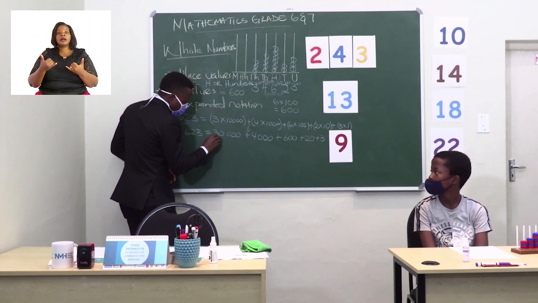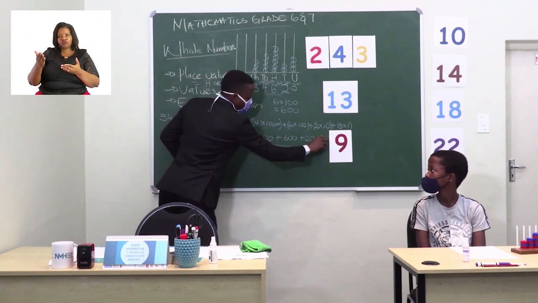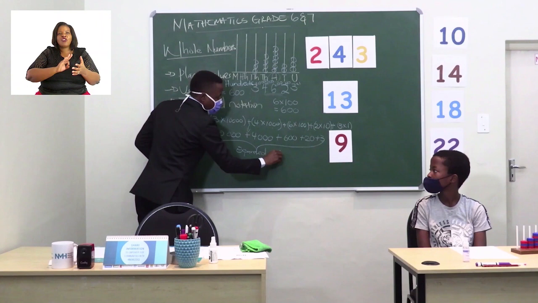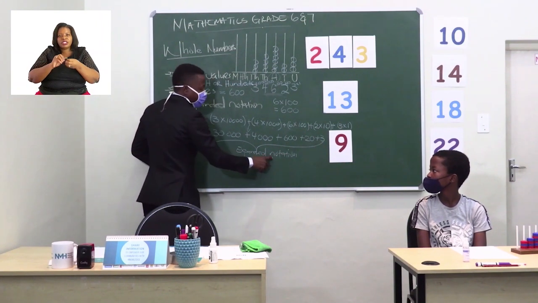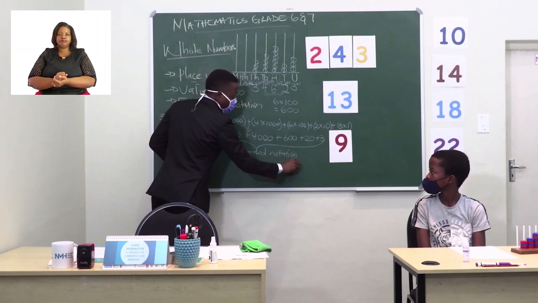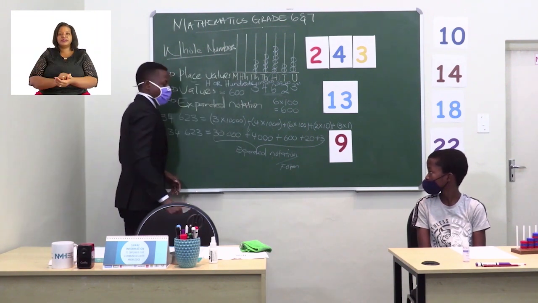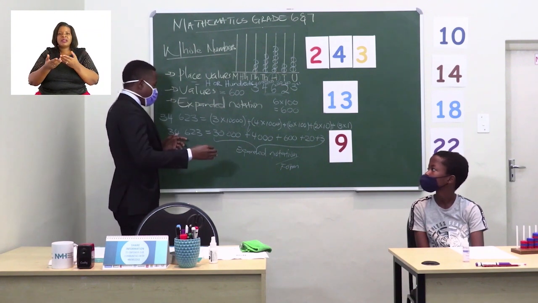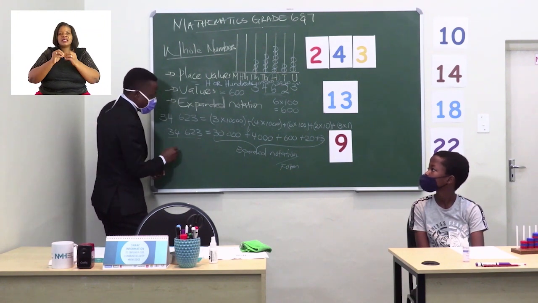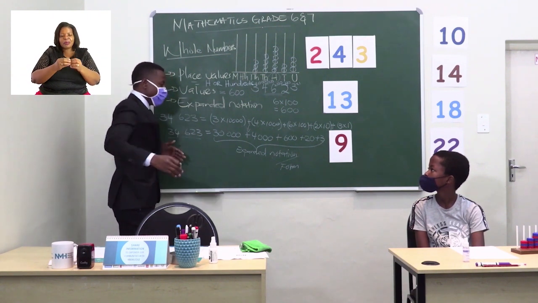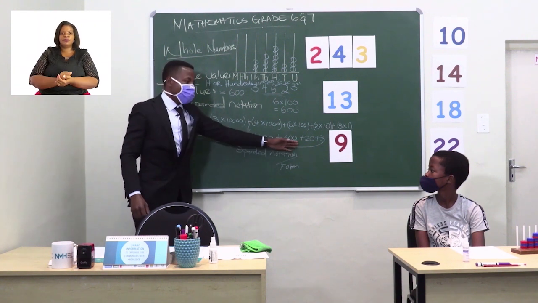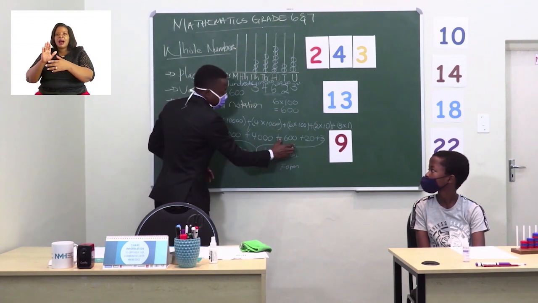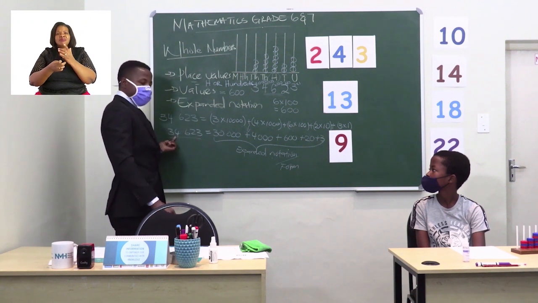Now, this is the expanded notation. Another word for notation is form. So this is the expanded notation. In simple terms, an expanded notation is to make this number as large as it is, separated with addition in between. Why do we separate with addition? Because if we add all these numbers together, they will give us this number.